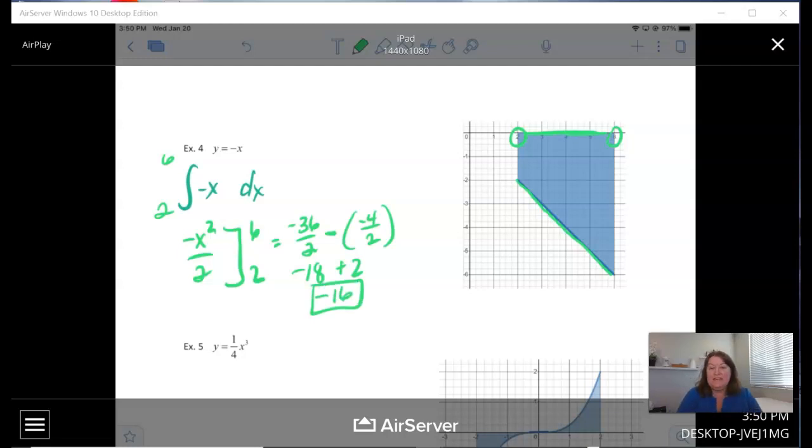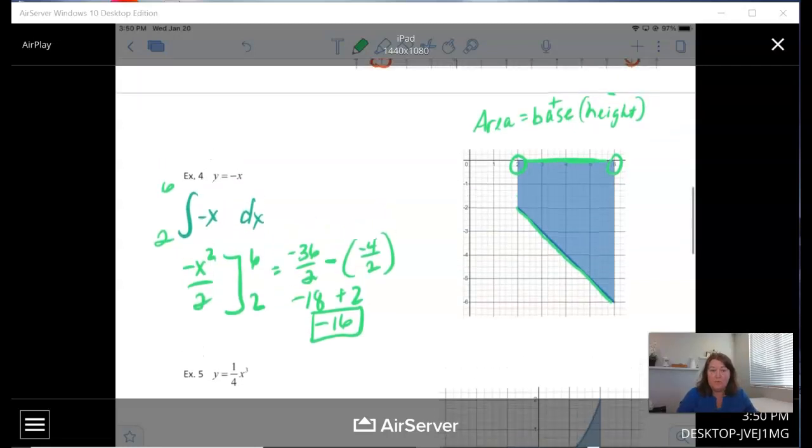So why am I getting a negative 16 for this one? Well, the reason is because it's below the x-axis. Now, when we're doing even just the general idea of area being base times height, right? Base is still positive, but now height is a negative amount. So we're doing a positive times a negative. That's going to give me a negative total, right?